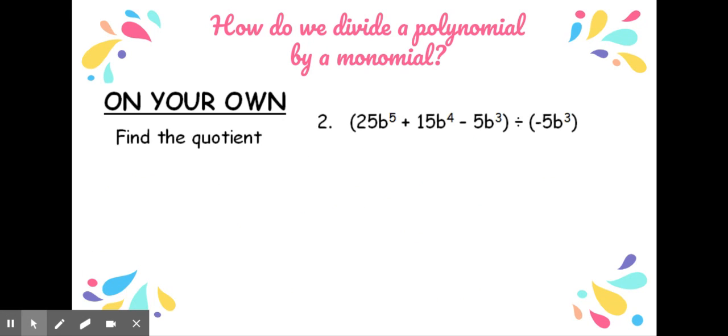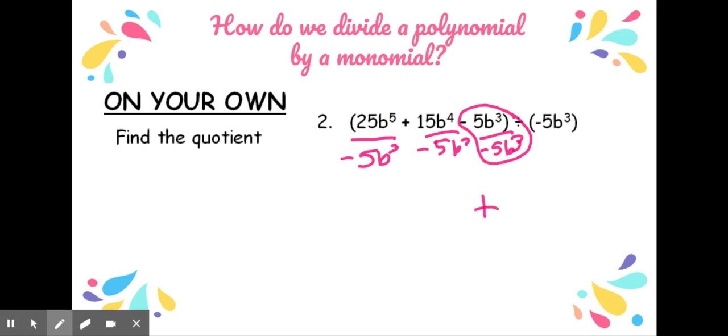Now we have another one that's lined up like that. I'm going to divide each term by negative 5b to the third. Now, just so you guys are aware, we have another one of those where we have something divided by itself. So why don't we just get rid of that right away? Anything divided by itself is 1. It's the same exact term. It's a negative divided by a negative, so it's a positive 1.